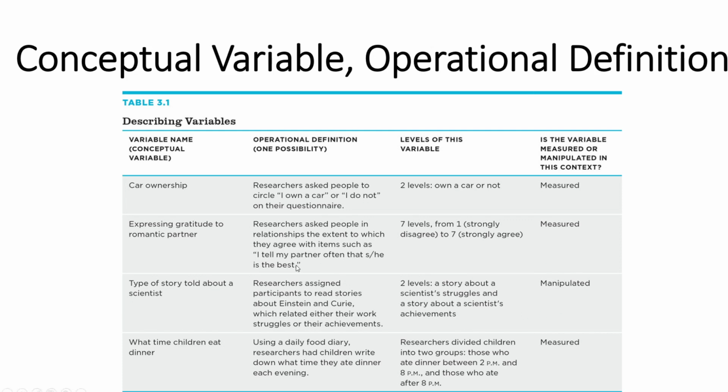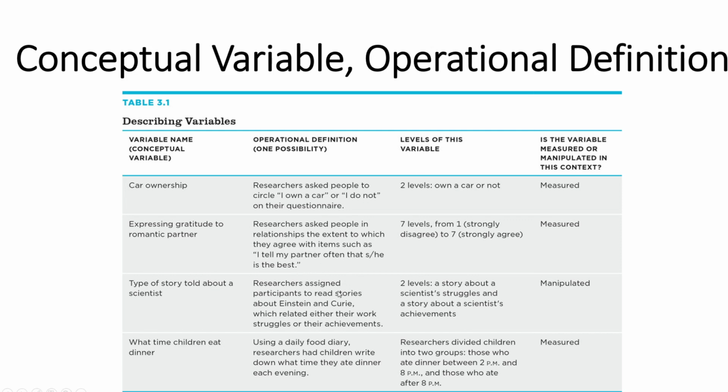We can jump down here to a different experiment. Our variable name here is type of story told about a scientist. In this situation, our operational definition, the way that they were measuring what type of story was told, is that researchers assigned participants to read stories about Einstein and Curie, which related either to work struggles or achievements. So we have two levels in this case, a story about a scientist's struggles and a story about a scientist's achievements. You can tell which one they read because they were given one or the other.